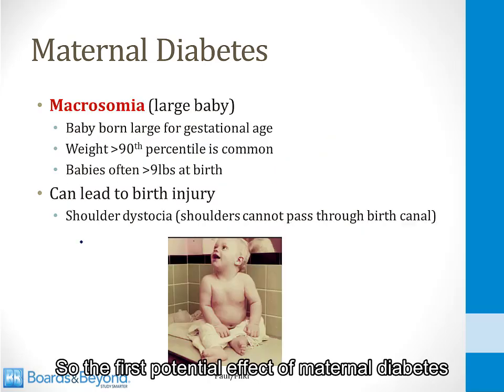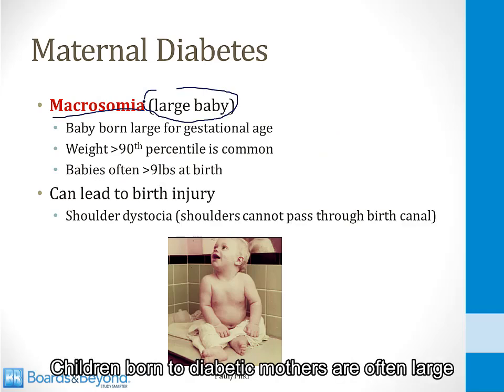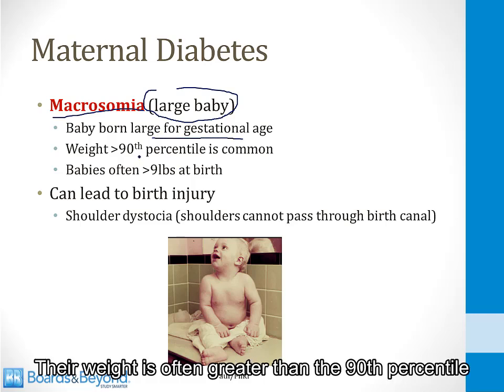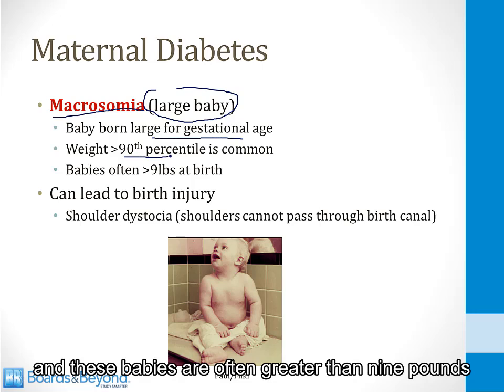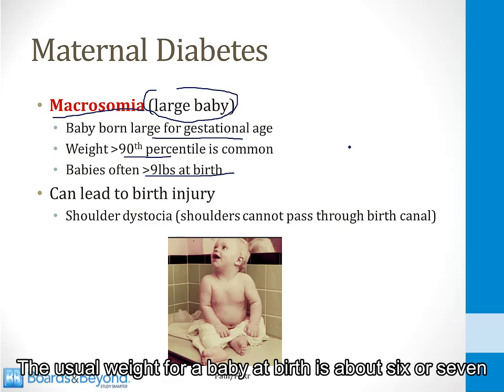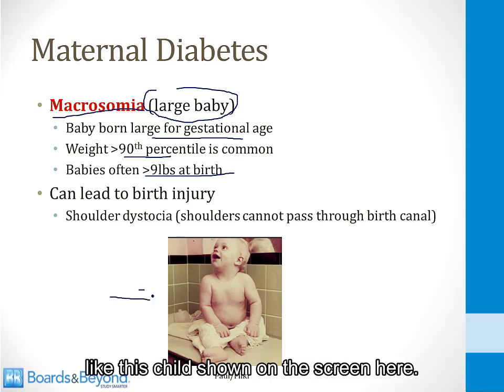So the first potential effect of maternal diabetes is macrosomia, which basically means a large baby. Children born to diabetic mothers are often large for gestational age. Their weight is often greater than the 90th percentile, and these babies are often greater than 9 pounds at birth. The usual weight for a baby at birth is about 6 or 7 to 8 pounds. 9 pounds or greater than 10 pounds is an enormous baby, like this child shown on the screen here.